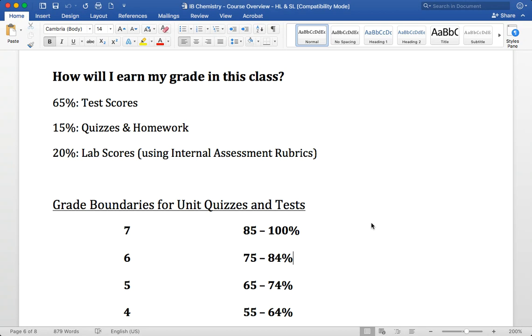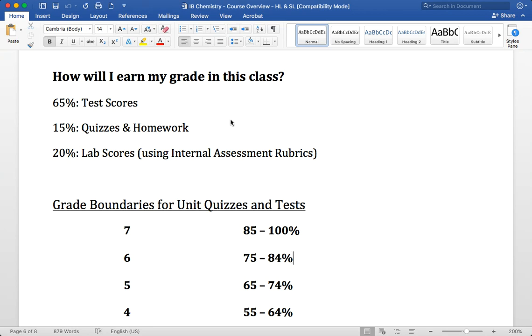So I try to pretty much mirror what the IB does, which is 80% based on the test and 20% based on the lab, the internal assessment, but it's slightly modified to sort of benefit you. So 65% of your score is going to come just from big unit IB tests. And the other 15% is still going to be close to being based on tests, but sort of smaller tests. So in the HL class that means SL tests, or small quizzes, or also just checking in on you for doing your homework.